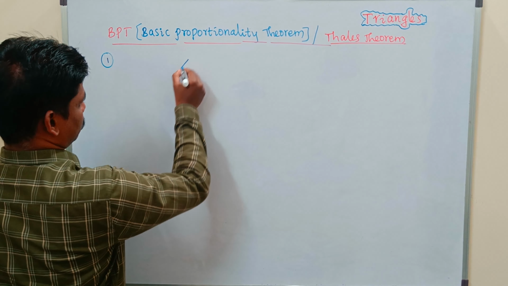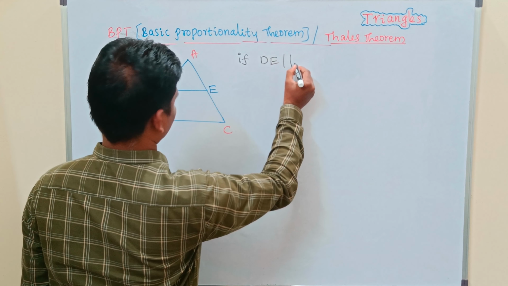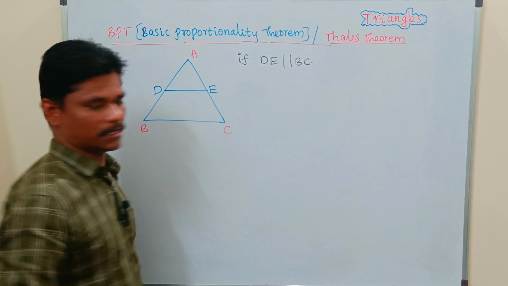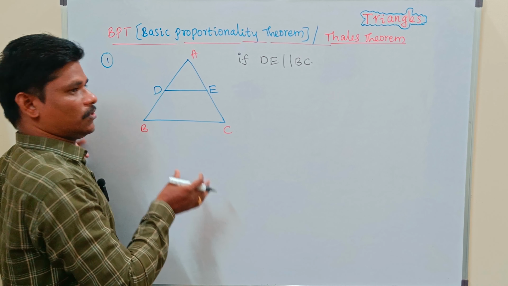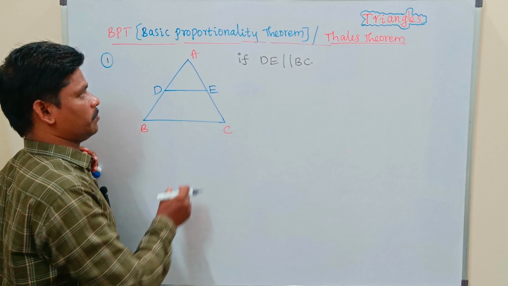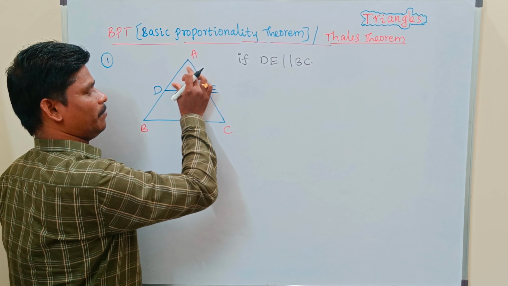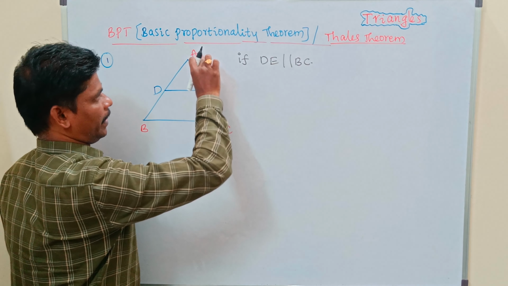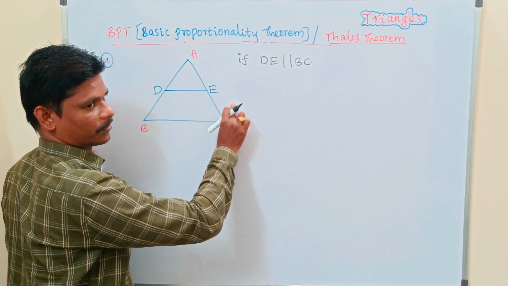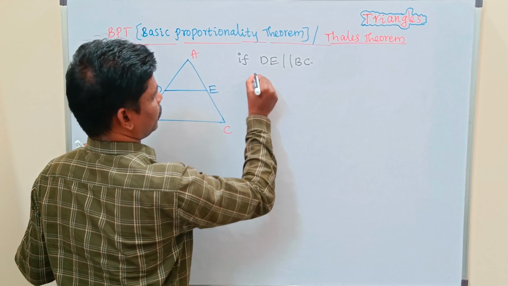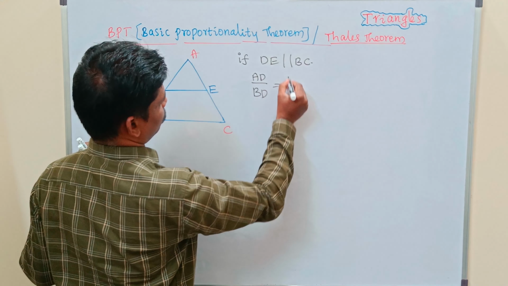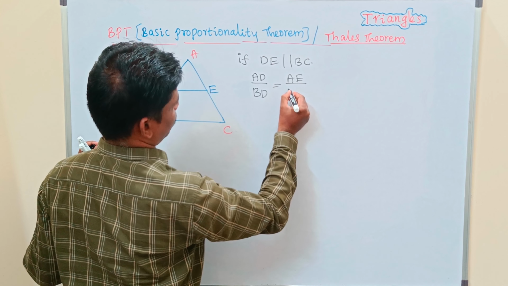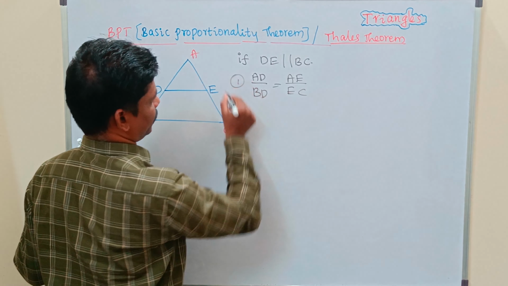So if DE is parallel to BC, observe here. How will we discuss this one? The small side ratios, AD by DB, AE by EC. So AD by BD is equal to AE by EC. This is the first point.